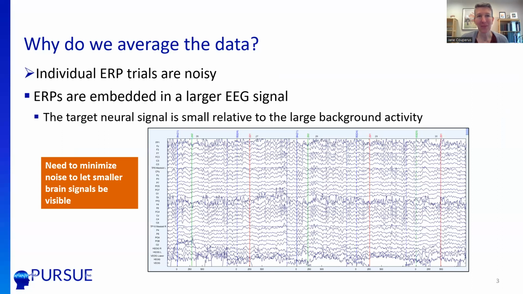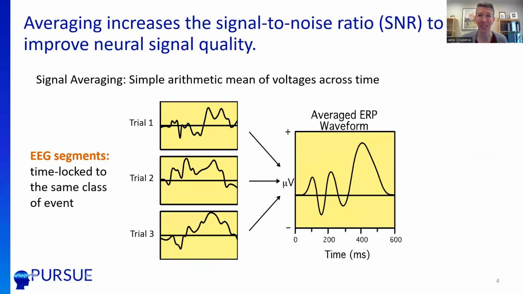So why do we do this? Well, individual ERP trials are pretty noisy, and our ERPs are embedded in this larger EEG signal. However, the target neural signal is relatively small compared to the large background activity, and we need to minimize the noise that's in our data to pull out that small activity. We basically are trying to increase the signal to noise ratio. We do this through signal averaging.